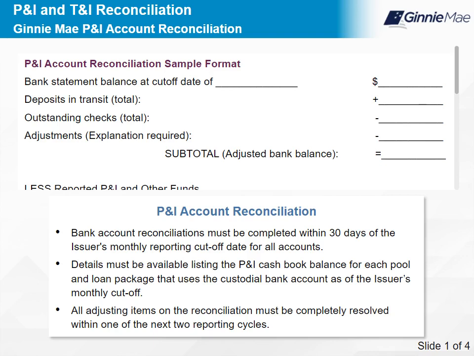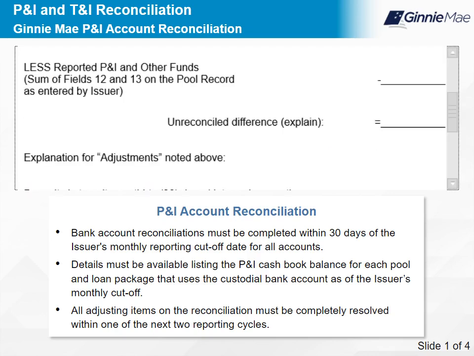Importantly, all adjusting items on the reconciliation must be completely resolved within one of the next 2 reporting cycles. If you have outstanding unreconciled items, it may result in an audit finding. Select Next when you are ready.